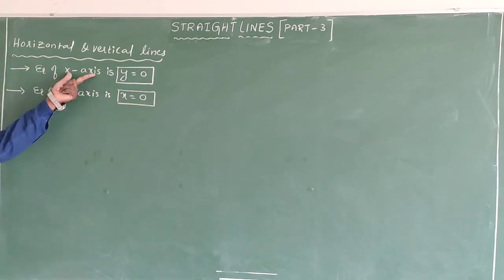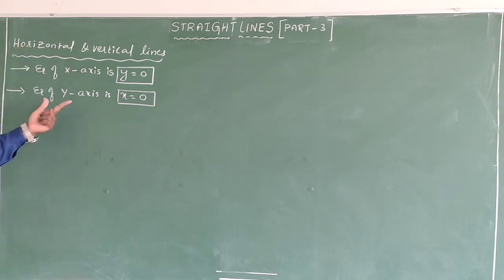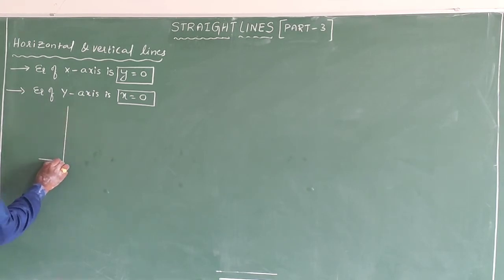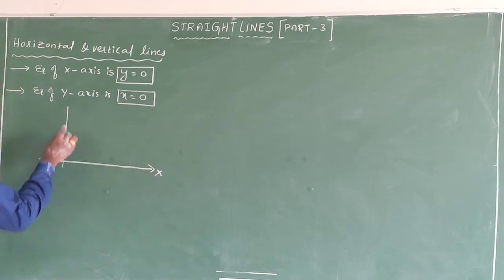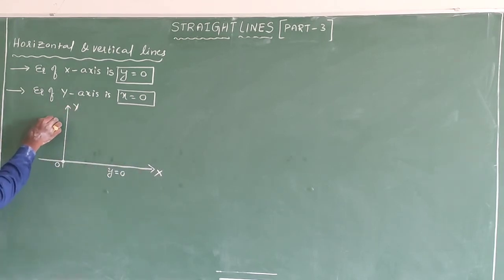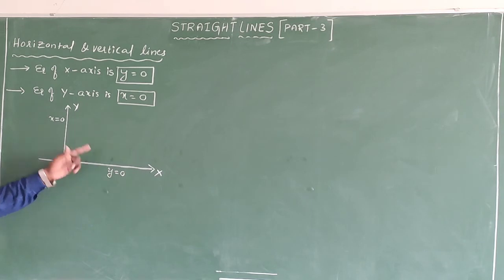Here x-axis is which line? Horizontal line. Y-axis is which line? Vertical line. Okay. Now y is equal to 0 because this x-axis and y-axis both are passing through origin. That's why equation of x-axis is y is equal to 0. Reverse you take. Equation of y-axis is x is equal to 0. This is horizontal line and this is vertical line. Okay. Next point.